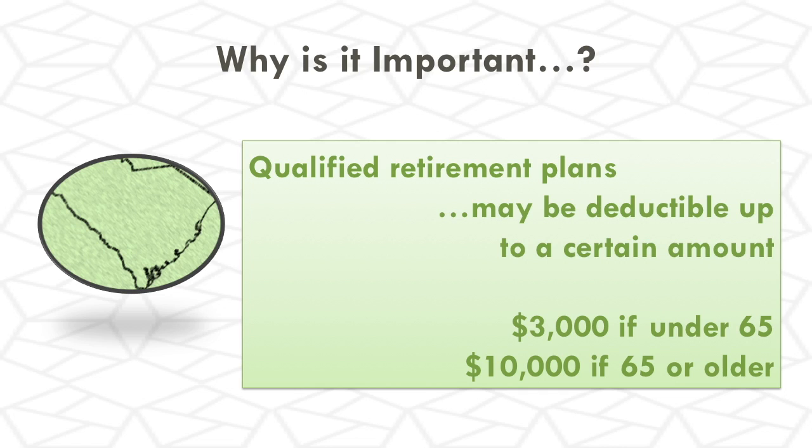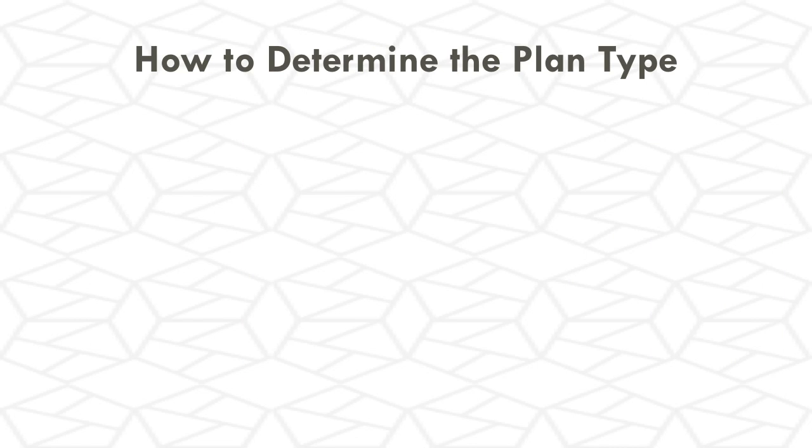So as you can see, it's really important to determine what type of plan a taxpayer has because there are very different rules depending on what state you're preparing the tax return in. So we've talked a lot about the different categories of retirement plans and why it's important. So let's talk a little bit more about how to determine what type the plan is.